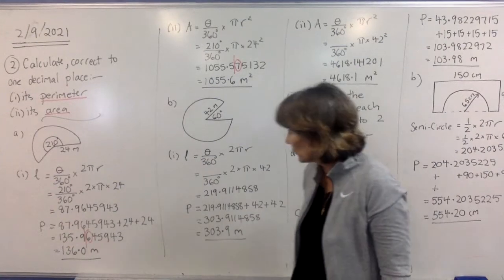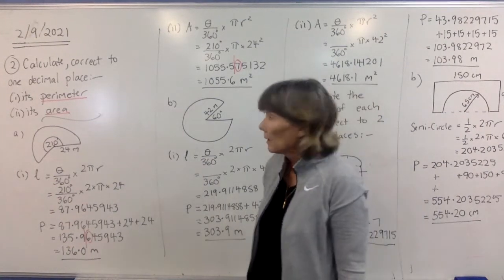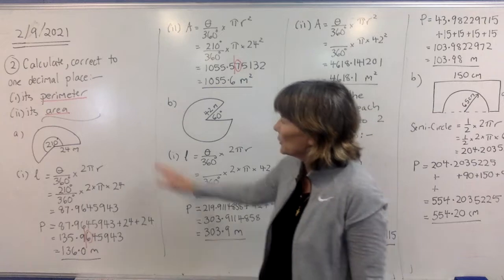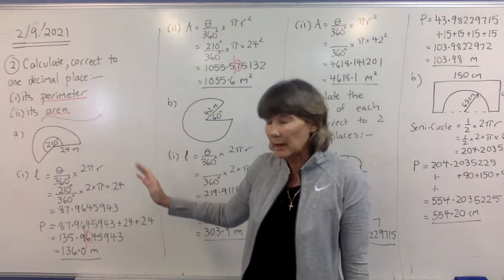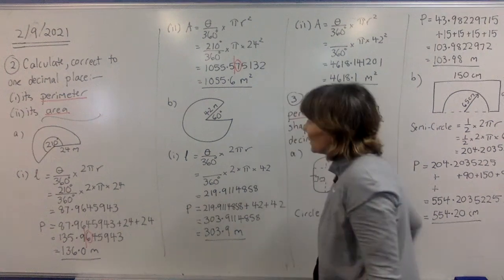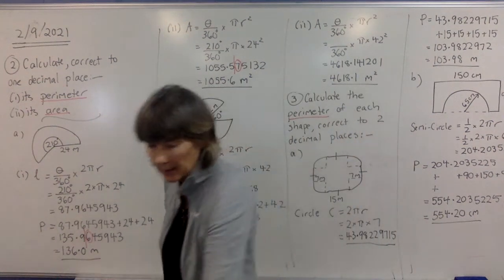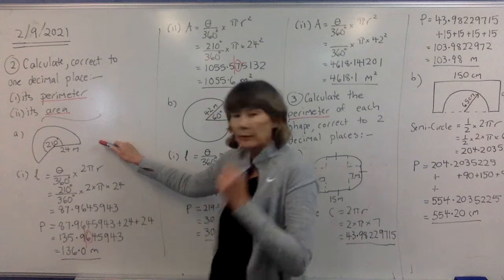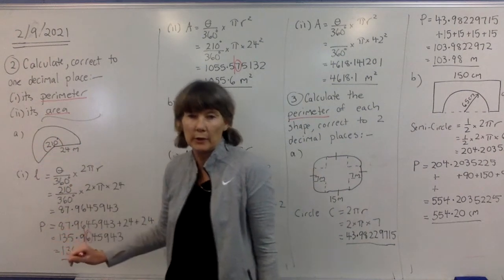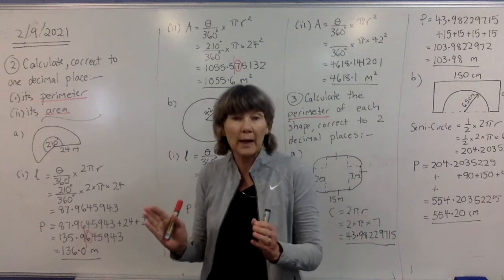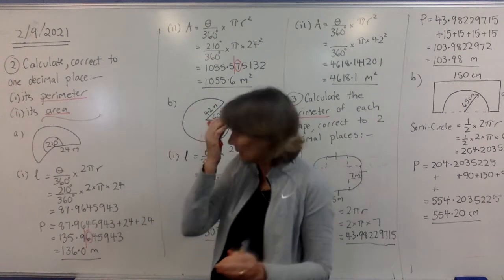Okay, so we're just going through some more examples today. In the first question, we're calculating, for the shapes I've given you here, the perimeter and the area. Okay, so in this first shape here, we have a sector. Now, if you look at the sector, it's got an angle here in the middle of 210 degrees. So we need to work out the fraction of the circle that it's taking up.